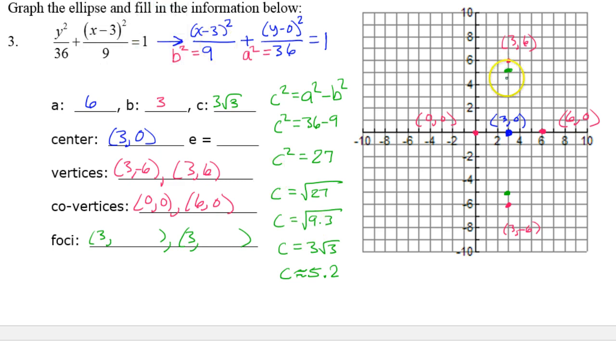So if I go up 3 radical 3, 0 plus 3 radical 3, we're just talking about 3 radical 3. But sometimes, if this y value had been, say, 2, then I'd have to write 2 plus 3 radical 3. But in this case, it's a little simpler. So if I go down c, in other words, I'm going down 3 radical 3, so I'm at negative 3 radical 3. And then we can go ahead and draw the ellipse, and we're done.